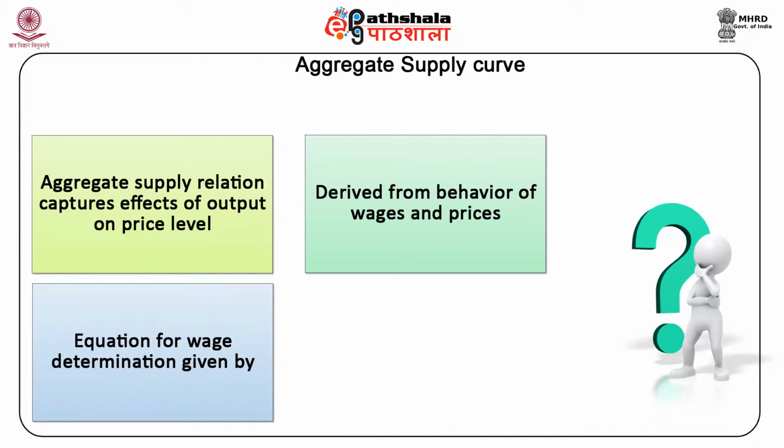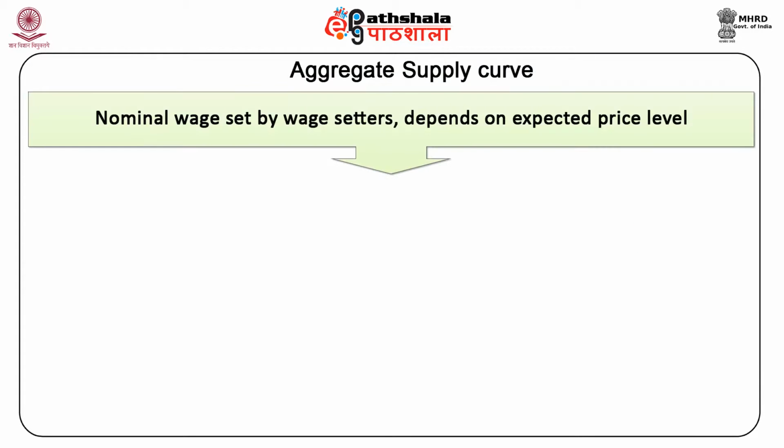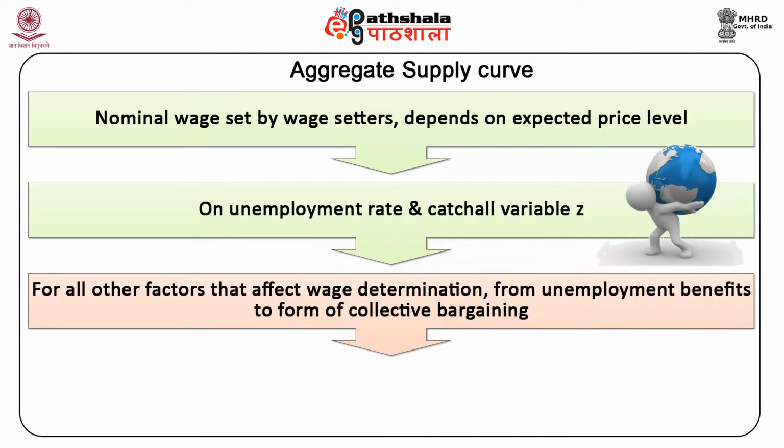The equation for wage determination was given by W is equal to P^e F(U, Z). The nominal wage W set by wage setters depends on the expected price level P raised to the power e, on the unemployment rate U, and on the catch-all variable Z for all other factors that affect wage determination, from unemployment benefits to the form of collective bargaining.